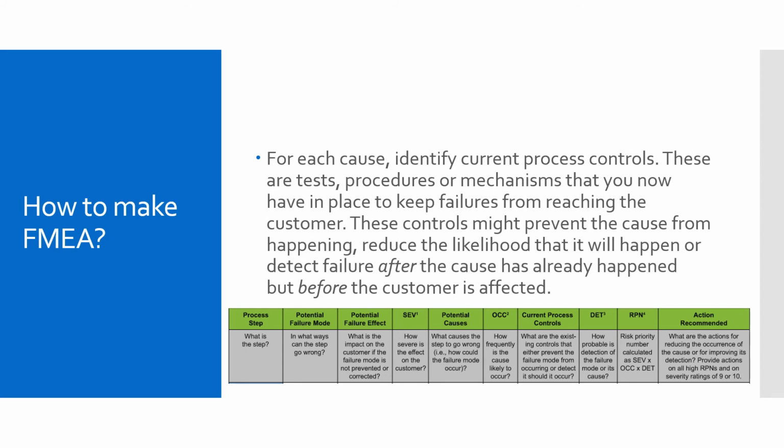Step 10. For each cause, identify current process controls. These are tests, procedures or mechanisms that you now have in place to keep failures from reaching the customer. These controls might prevent the cause from happening, reduce the likelihood that it will happen, or detect failure after the cause has already happened but before the customer is affected.